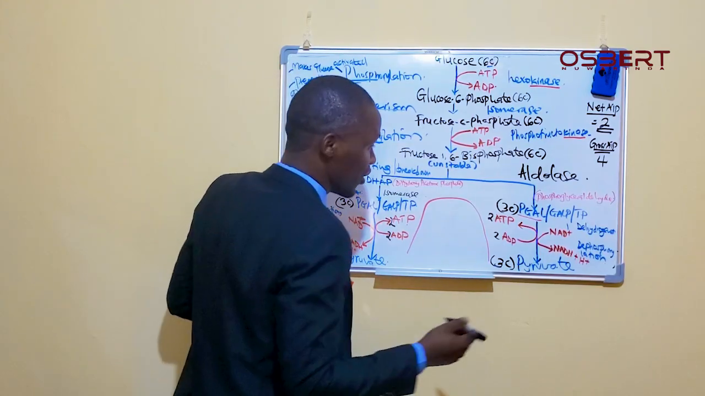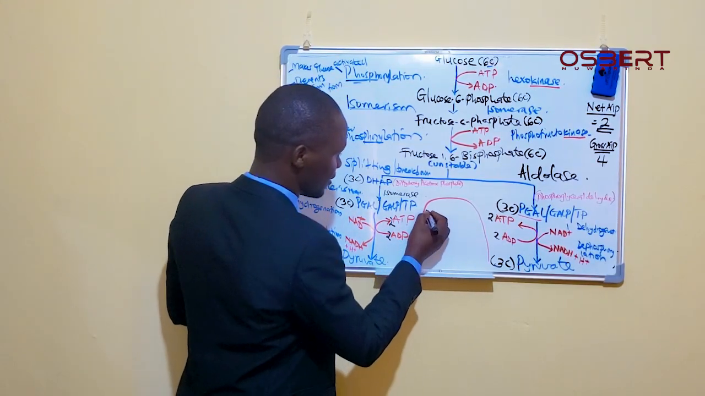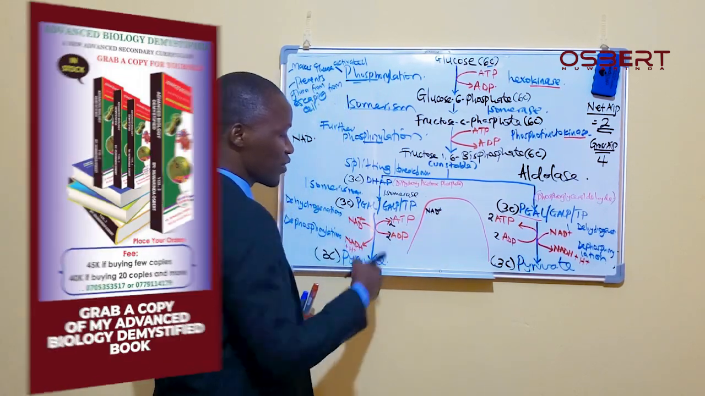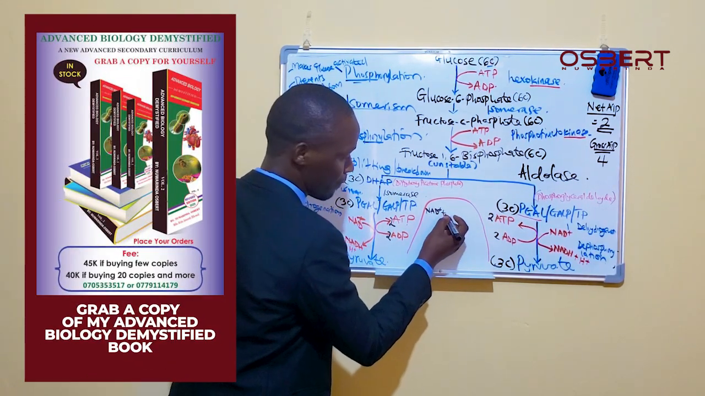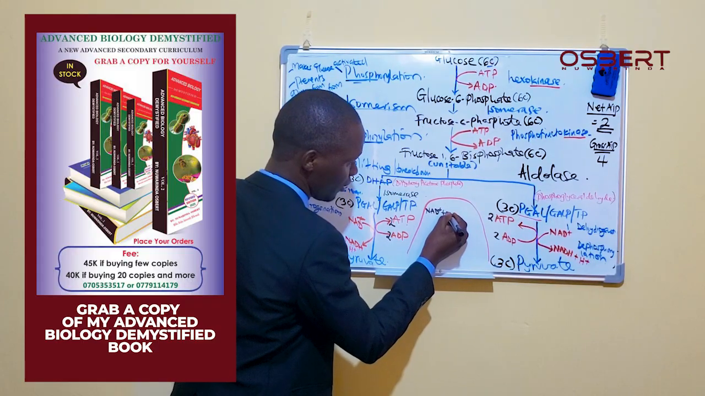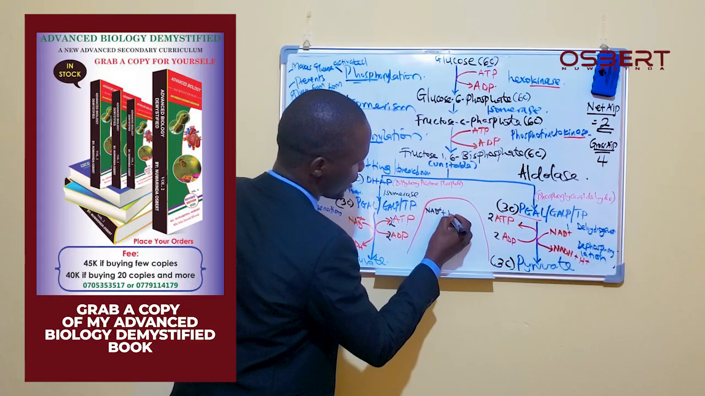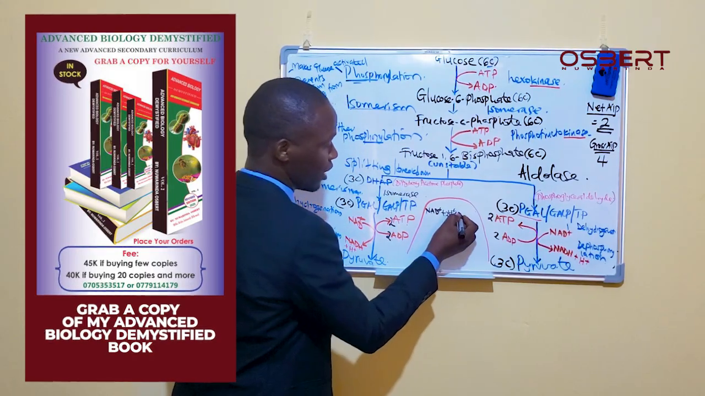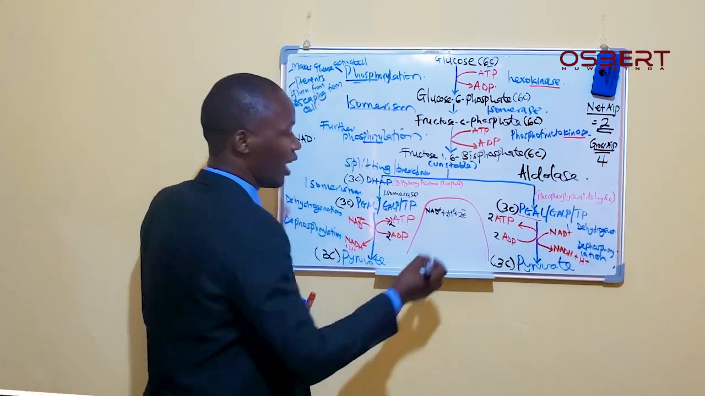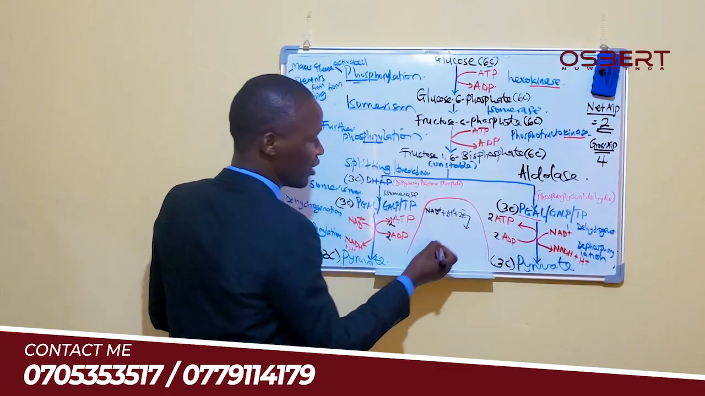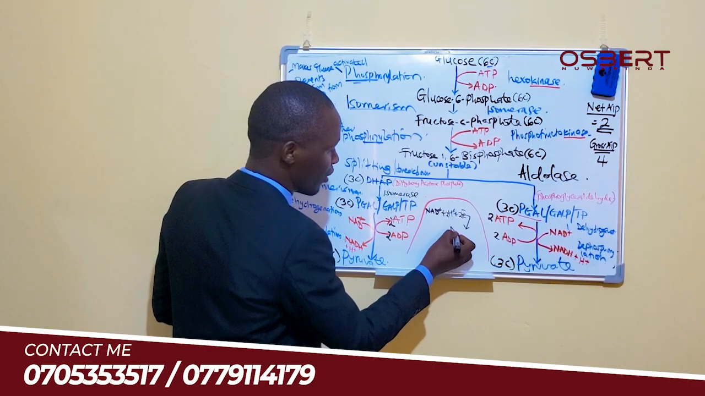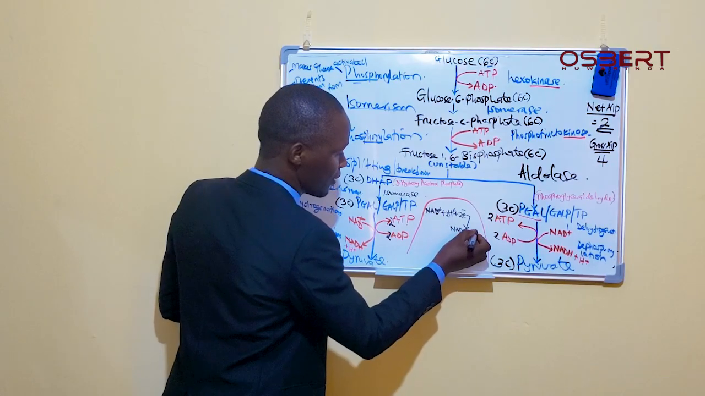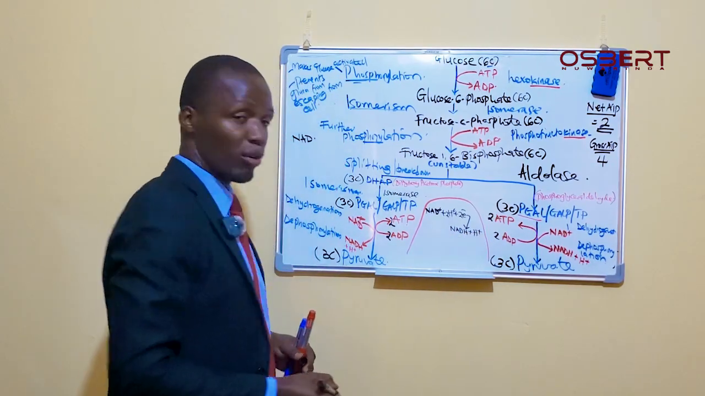The reality is, this NAD plus, when it comes into these reactions, it will find there 2 hydrogen ions, and also find there electrons. And with these together, that's how they will end up forming the NADH plus H. That is when you go into the chemistry.